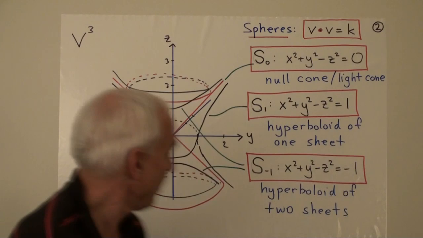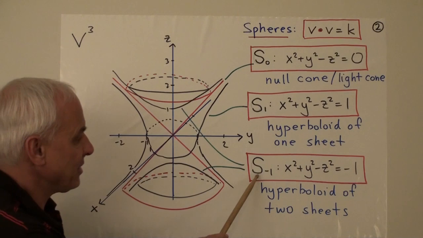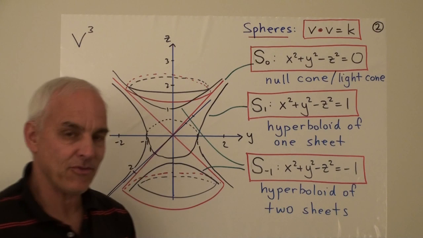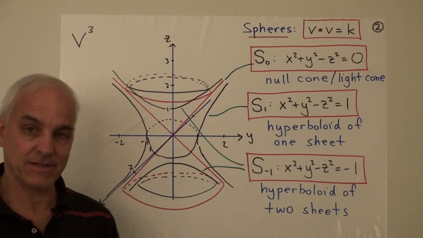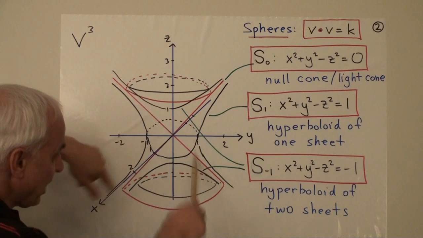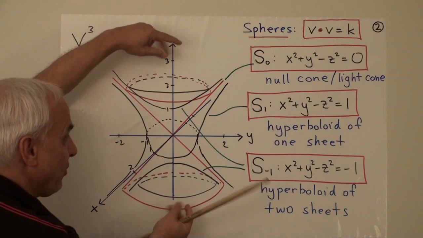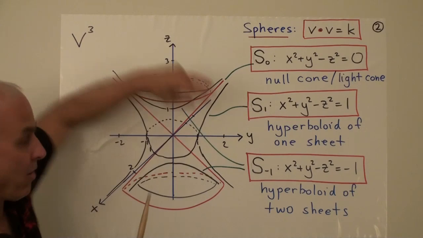Okay, and then on top of that, we have the sphere S minus 1, given by the equation x squared plus y squared minus z squared equals minus 1. That's what, in Euclidean geometry, we would call a hyperboloid of two sheets. It's what we get when we take this hyperbola that we had looked at last time and revolve it around the z-axis. Now when we rotate this hyperbola around the z-axis, we get these two cup-like shapes.